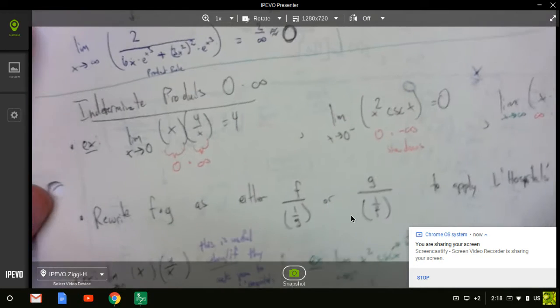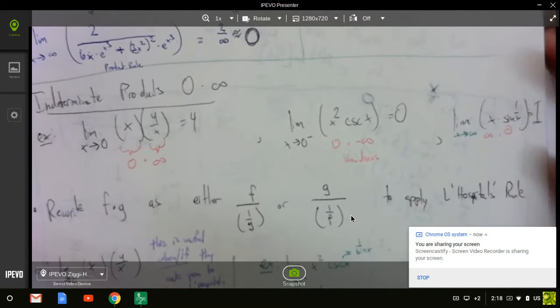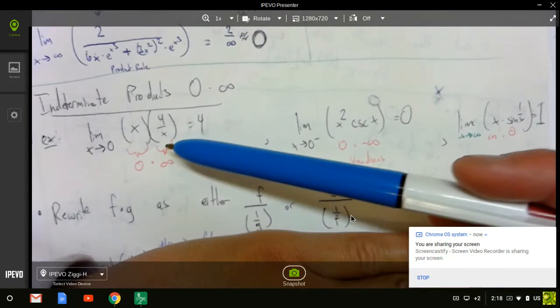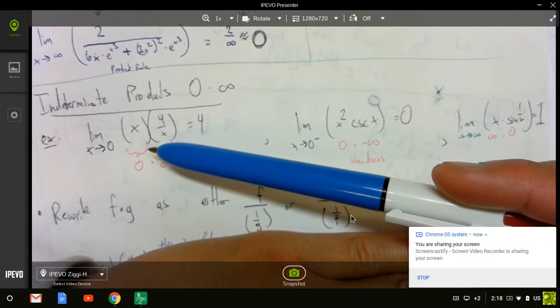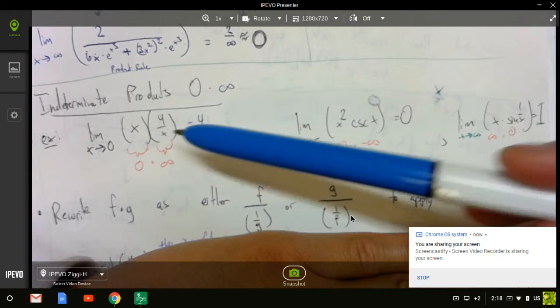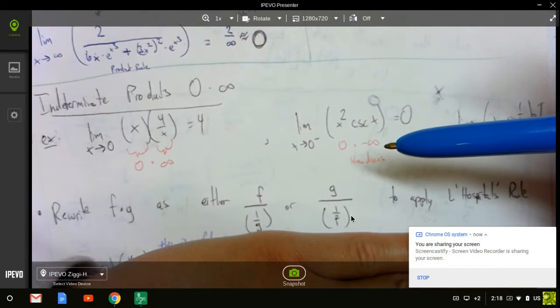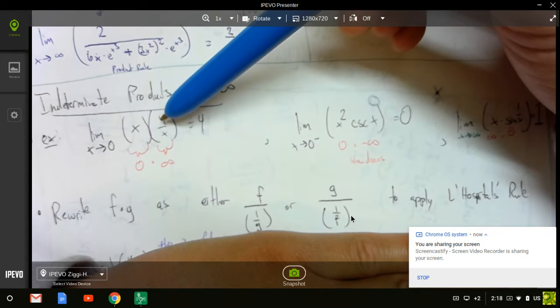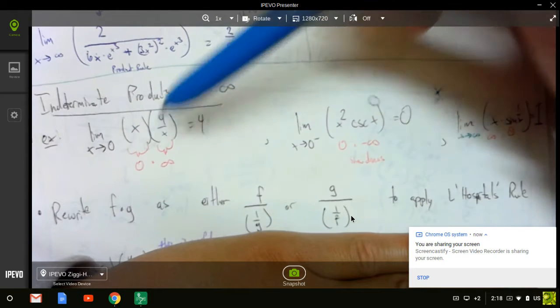Go ahead and you can pause this for a second, or you can let me talk as you write this down. Okay, so in this case, if I have the limit as x approaches 0 of a function that is x times 4 over x, it would be like having 0 times 4 divided by 0, which would be 0 times infinity.